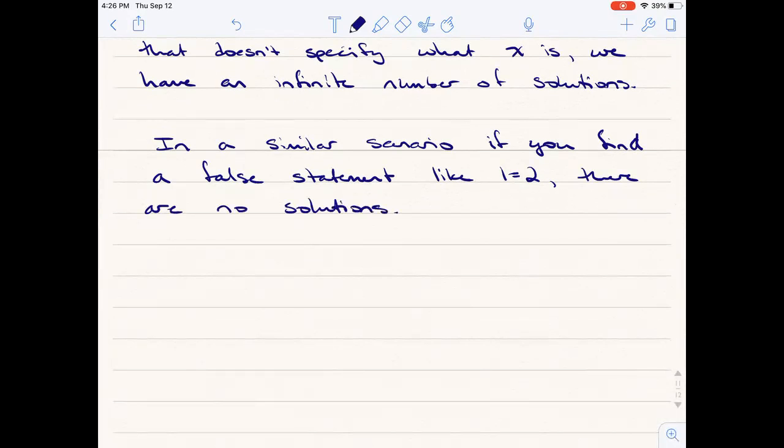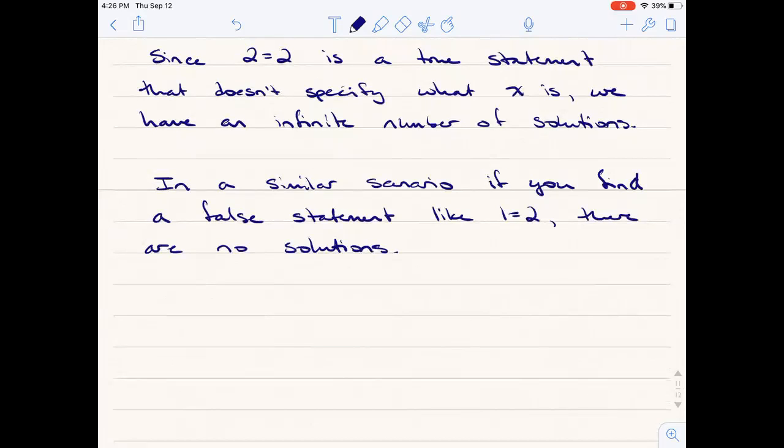So these are special cases where we either have infinitely many solutions or no solutions, depending on what happened. If you have a true statement, you have infinitely many solutions. If you have a false statement, you have no solutions. Any questions about that? No? Okay.